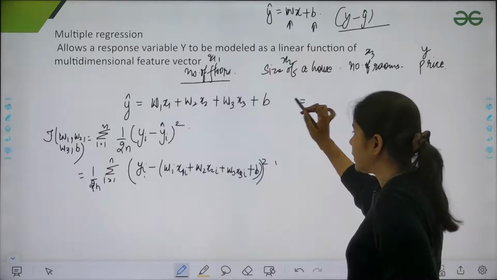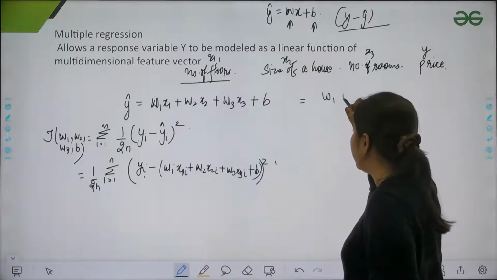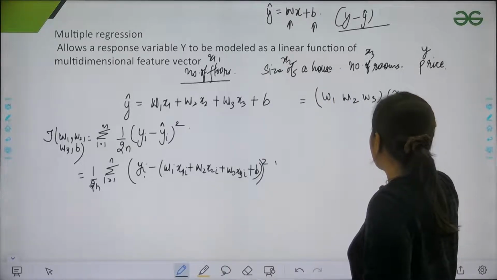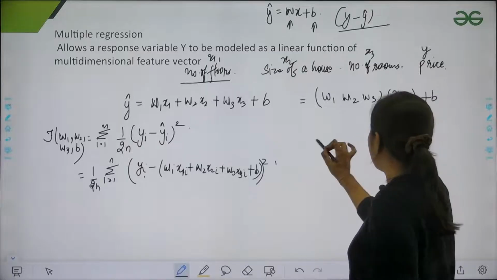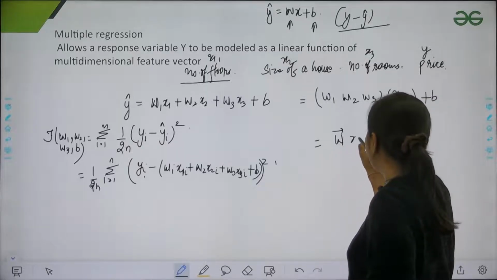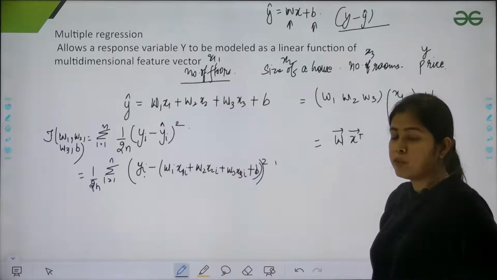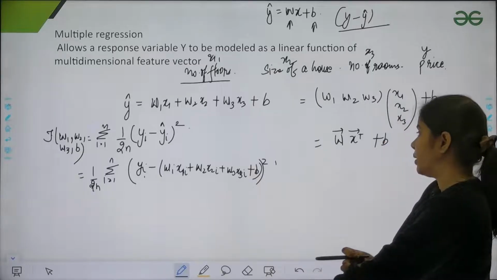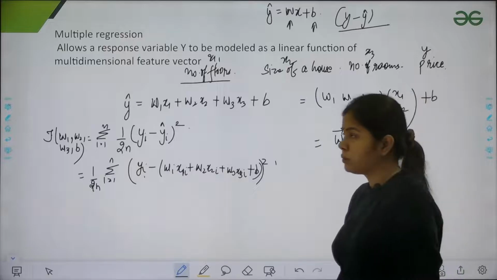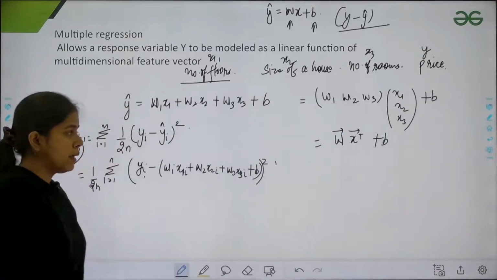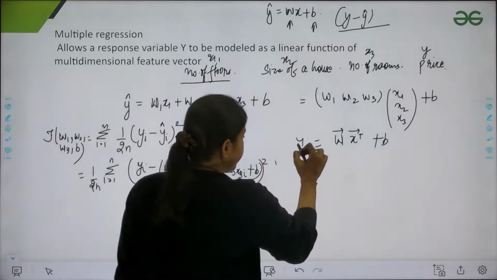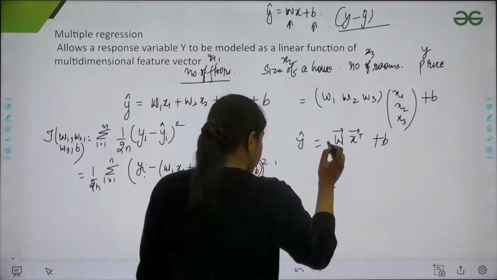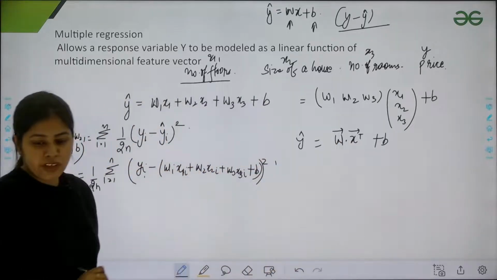I can use vectors here. So can I write this as w1, w2, w3, and this as x1, x2, x3, plus b? So can I write the w vector into x transpose, w dot x transpose plus b, and this is also b, right? This is my b value. So you can write this y cap as w dot x transpose plus b. This is a dot product, right? Here we have the vectors.